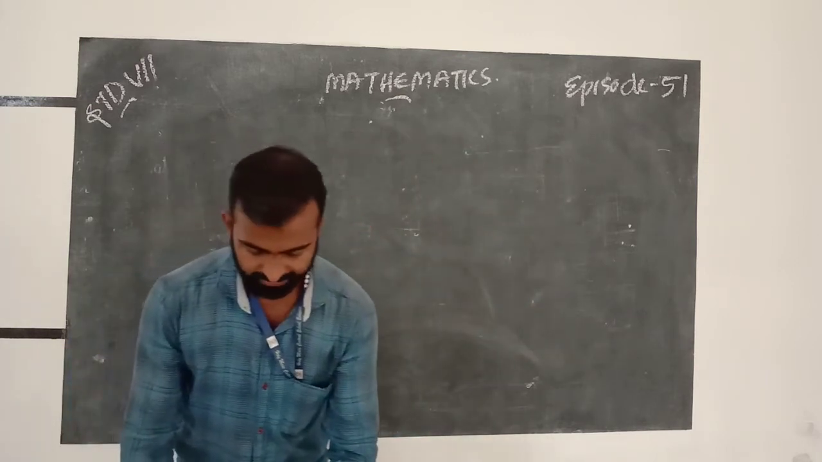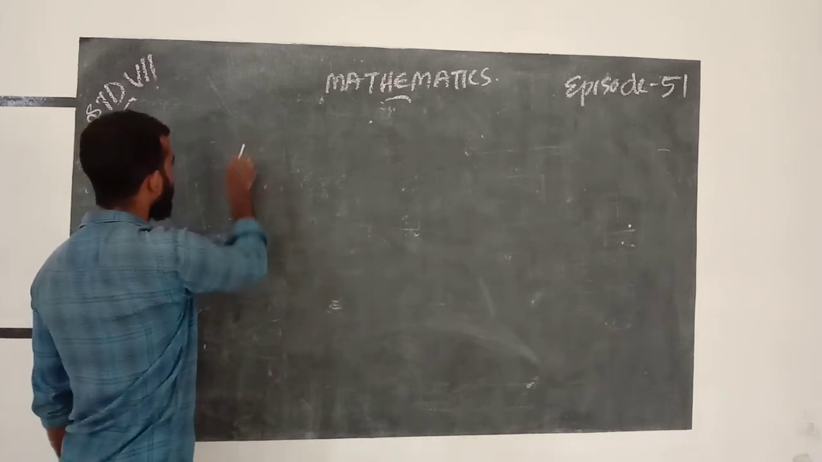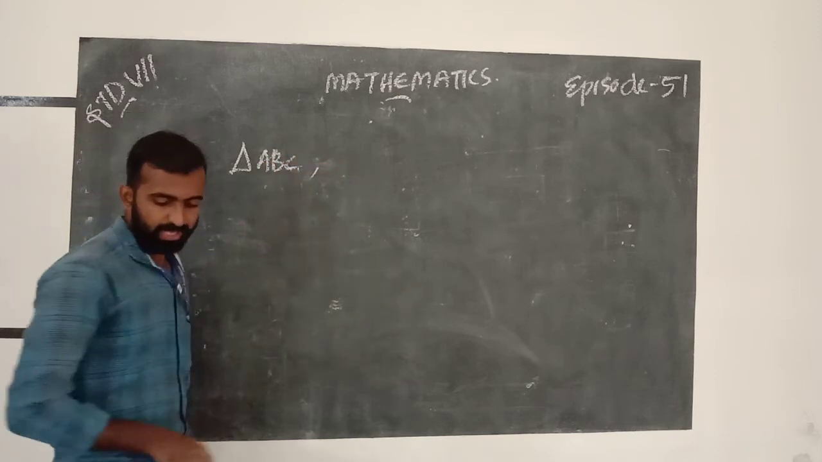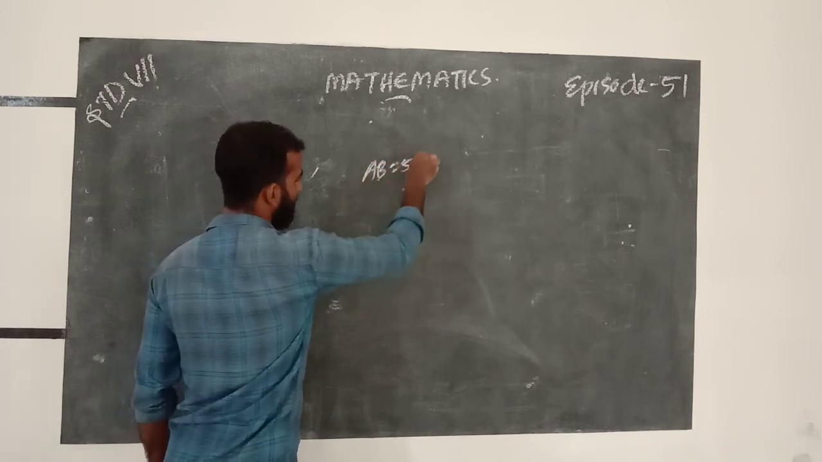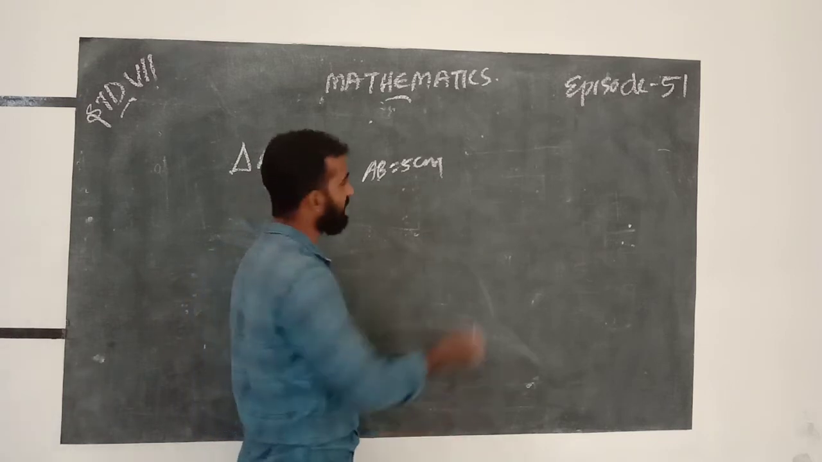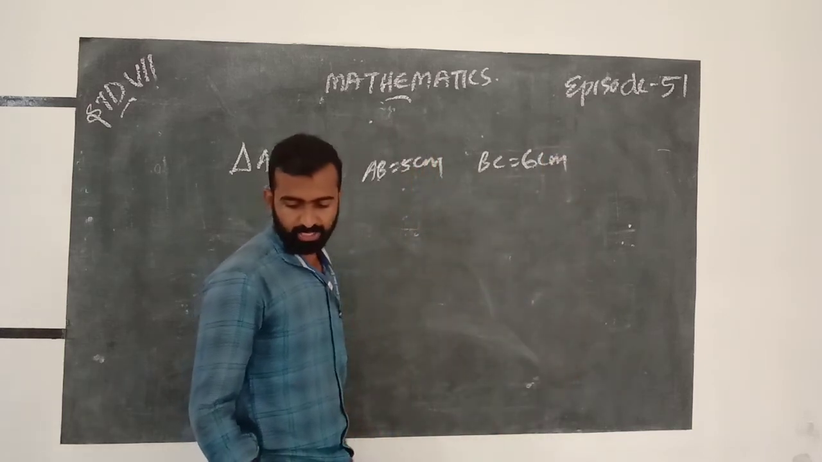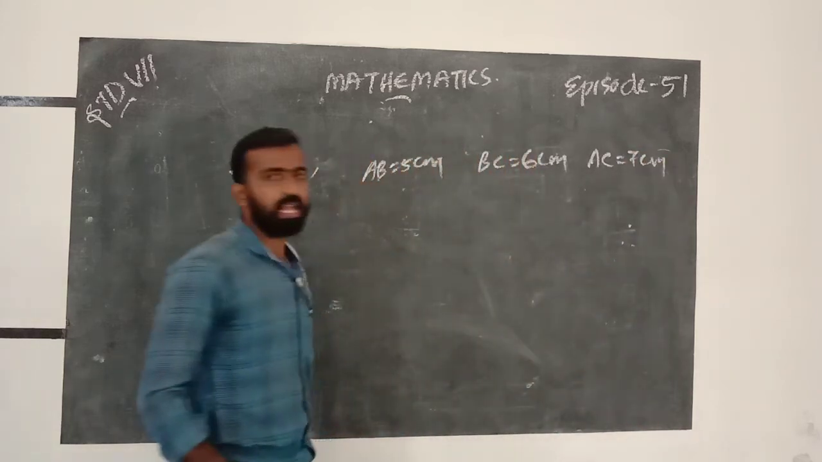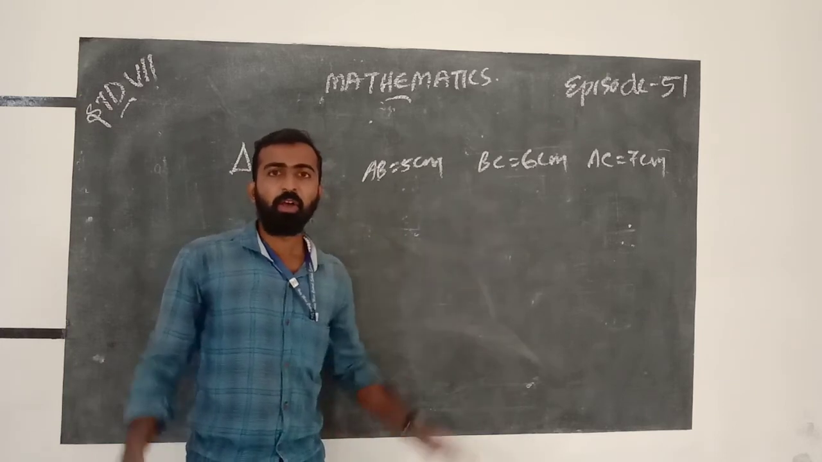For example, we want to construct a triangle ABC. AB equal to 5 centimeter, BC equal to 6 centimeter, AC equal to 7 centimeter. This is SSS, that is, three sides are given.